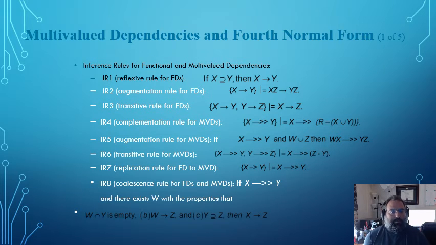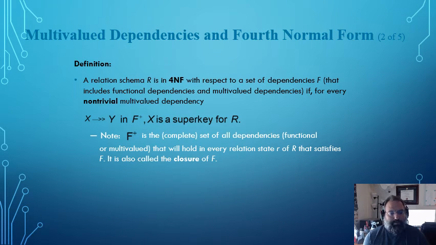Inference rules for functional and multivalued dependencies are as follows. A relation schema R is in fourth normal form with respect to a set of dependencies F that includes functional dependencies and multivalued dependencies if for every nontrivial multivalued dependency X implies Y in F closure, X is a superkey of R.